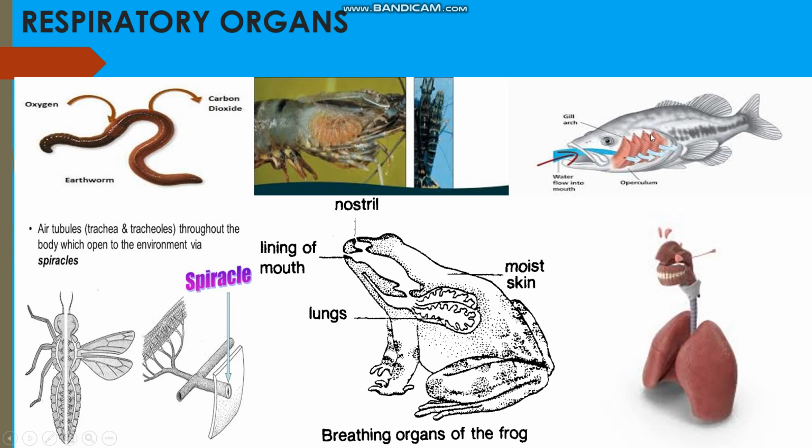In the case of prawns and fishes, the respiratory organs are the gills, and this type of respiration is called branchial respiration. In the case of insects, the respiratory organ is the trachea, and the respiration is called tracheal respiration. In the case of frog, the respiratory organs are either the moist skin or the lungs. Hence, frogs exhibit cutaneous respiration as well as pulmonary respiration. And in the case of man, the respiration is pulmonary respiration.